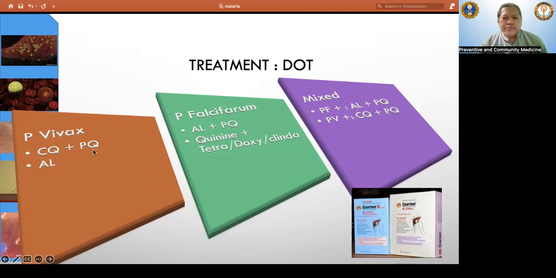Okay. So treatment for malaria for Vivax, we have chloroquine plus primaquine. And then artemether plus lumefantrine. Yeah, so artemisinin now is yung main drug natin for malaria. Okay.